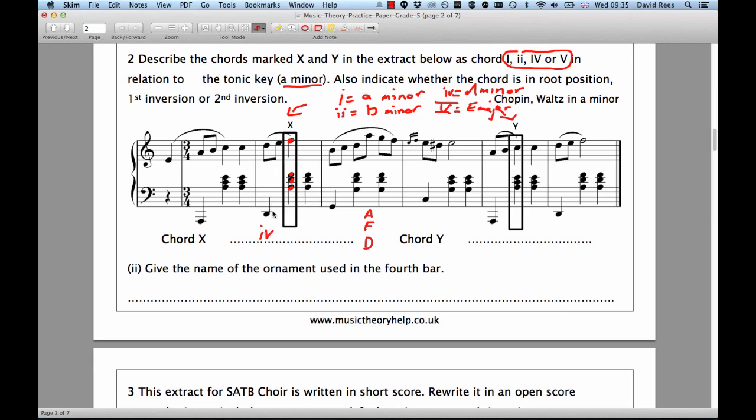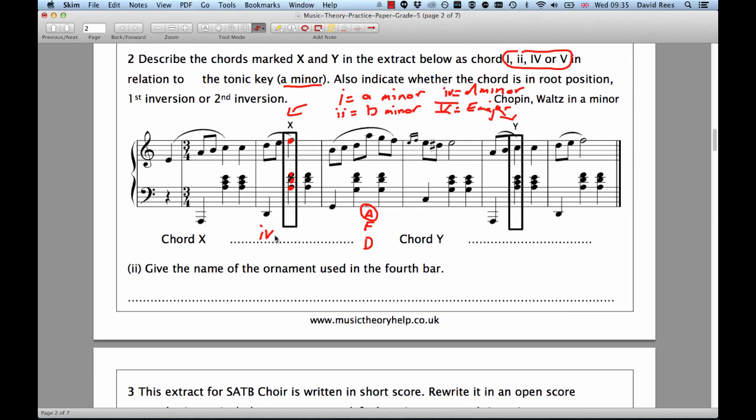Now there's one more bit of work we need to do. We need to work out what the inversion of this chord is, and that's really straightforward because we're just going to have to look at the lowest note in the chord, and that's going to be this A. And so that's telling us that the fifth of the chord is in the bass, and when the fifth is in the bass, we know we're dealing with a second inversion.